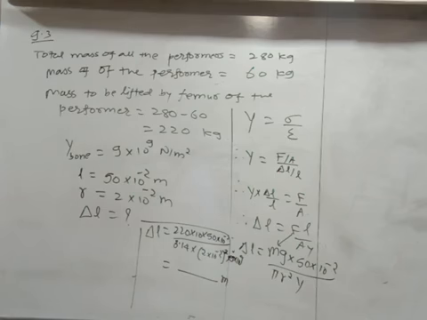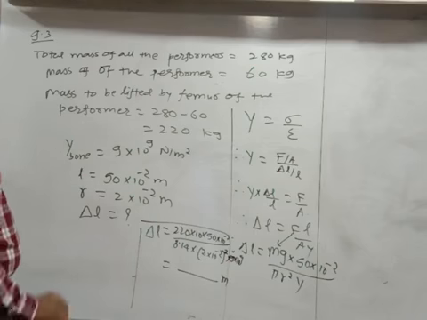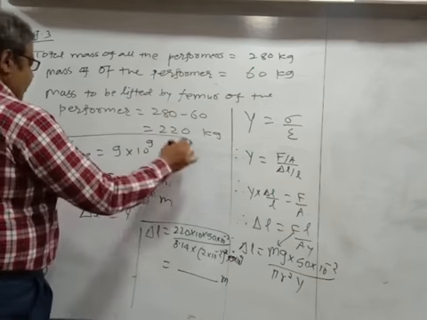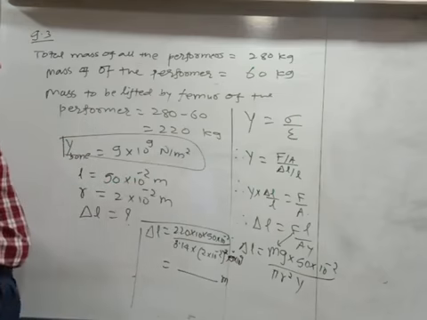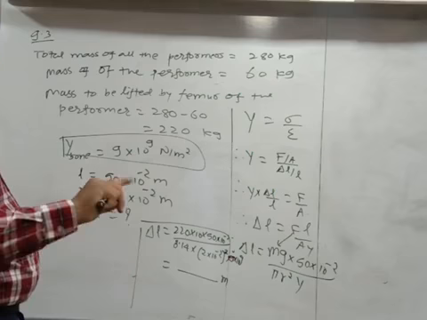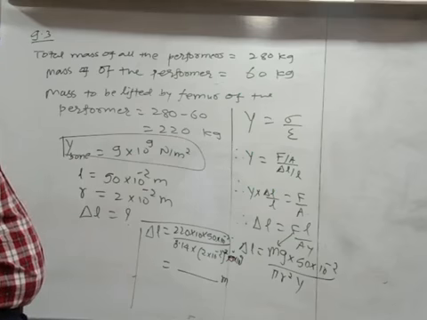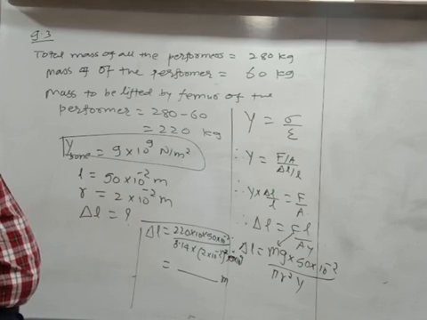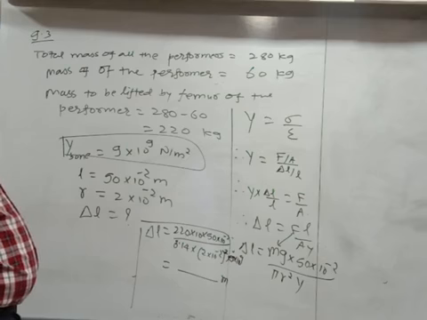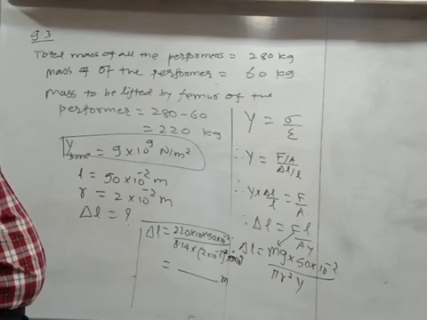So total mass to be lifted by the femur of the performer is 220. Young modulus of the bone is given on the back page. It is not given in the question, but you will have to turn the page back and you will find out that Young modulus for the bone in compression is given here as 9 into 10 raised to 9 Newton per meter square. So L is equal to 50, R is equal to 2 into 10 raised to minus 2, and delta L is unknown to us.